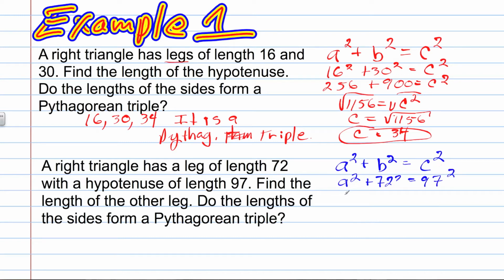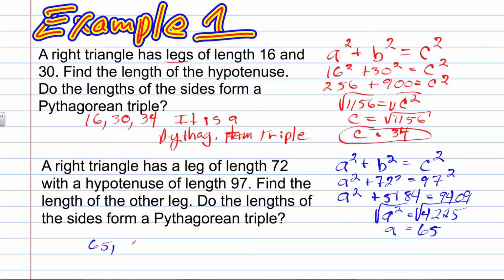And then when I square those numbers, the next step of my equation is going to be a squared plus 5,184, and that's going to be equal to 9,409. When I subtract 5,184 from each side, that'll leave me with a squared is equal to 4,225. I'll take the square root of each side, and that gives me a is equal to 65. So the sides of this triangle are 65, 72, 97. And it is a Pythagorean triple because they are all whole numbers.